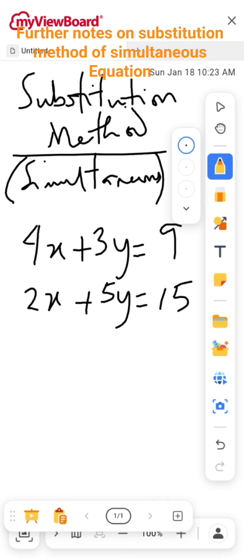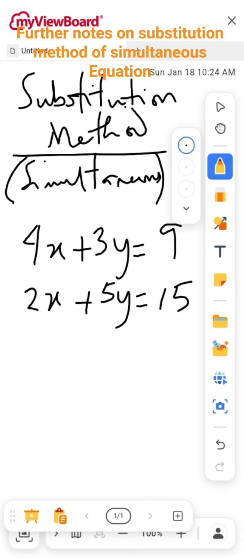Ideally, if you are not restricted, if you are not asked to use any method, if the question just says solve, you can use any method of your choice. And in this case, the best method to use here is elimination method. However, never say never. You can be given this kind of question and they still expect you to use substitution method. What do you do in that case?